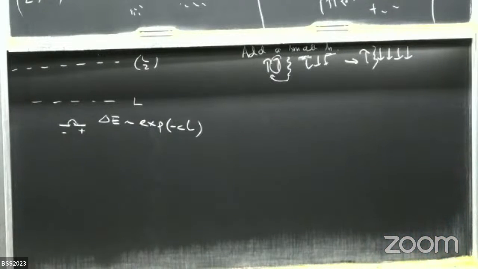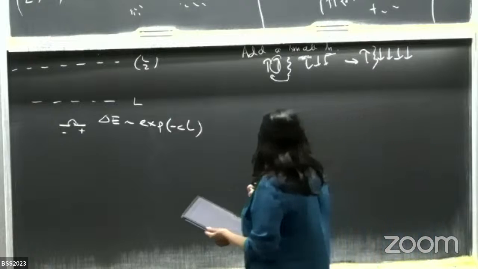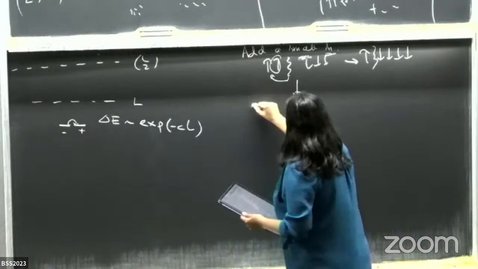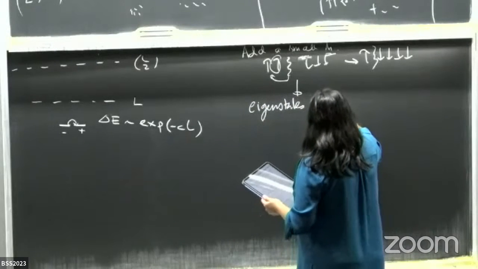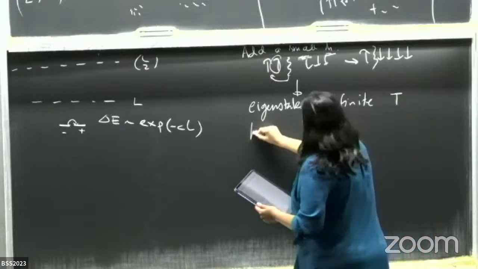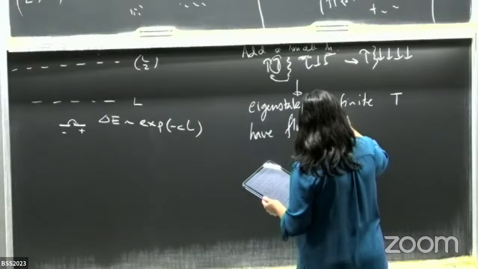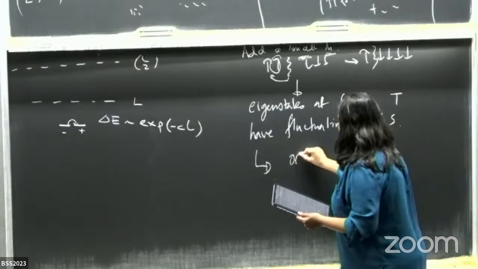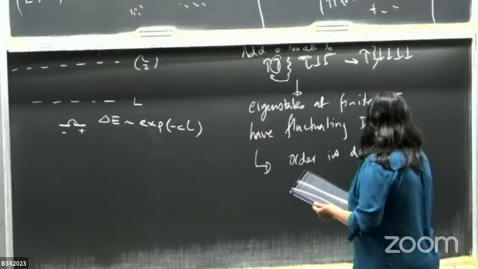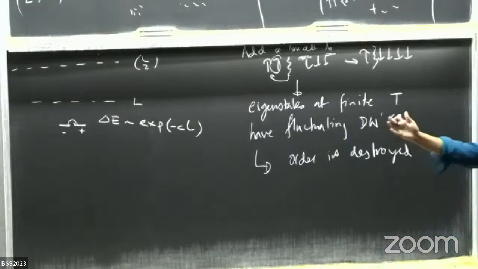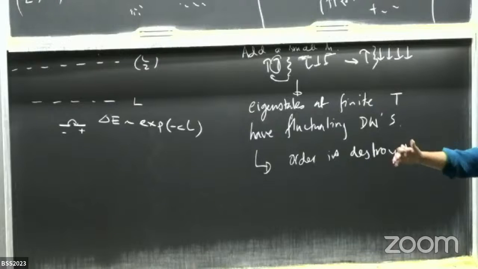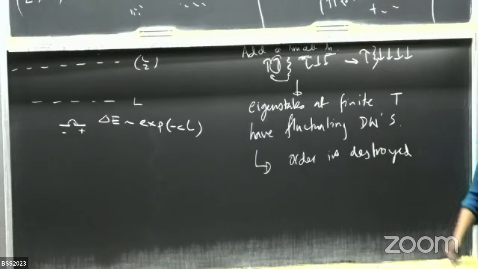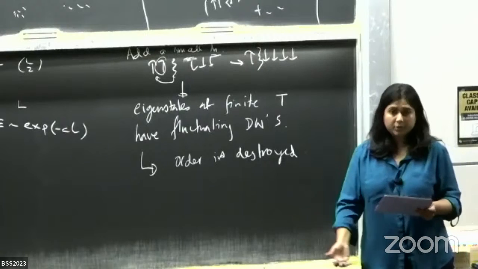Okay, so this already means that because of this tunneling, your eigenstates at finite temperature have fluctuating domain walls. And this is why order is destroyed in 1D, because in one dimension, the entropic gain that you get from these fluctuating domain walls beats the energy cost of creating those domain walls. So then, just at a finite energy, you can create two domain walls. They can fluctuate everywhere in the system. And now you go in and you measure some spin-spin correlation function, and you get zero, okay?